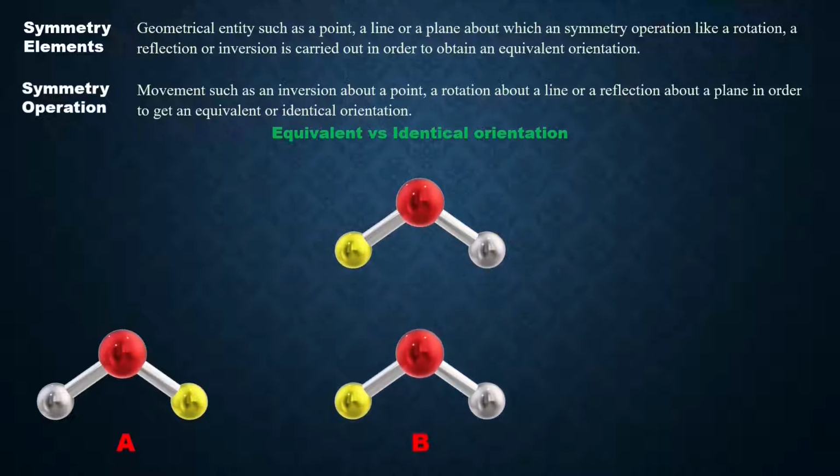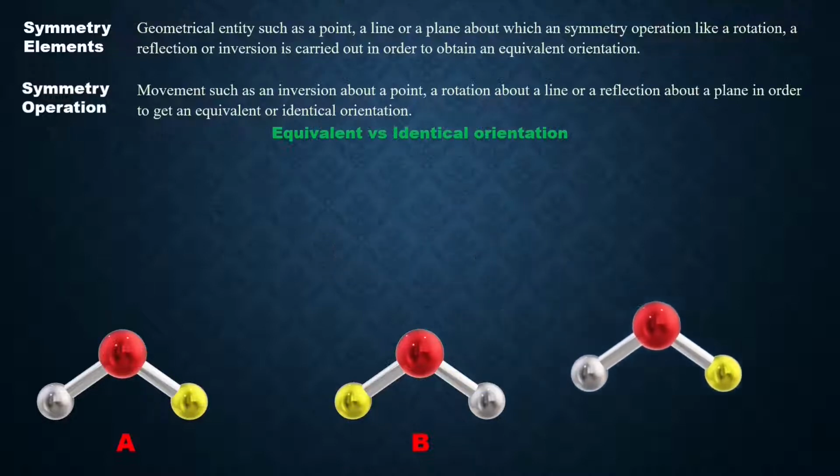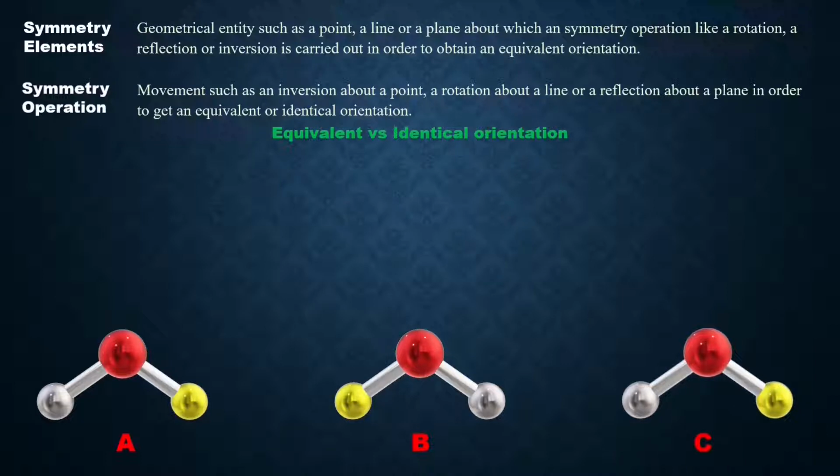Here we can say that structure B is equivalent to structure A but not identical, because the hydrogen atom with grey color is in the place of the hydrogen atom with yellow color and the hydrogen atom with yellow color is in the place of the hydrogen atom with grey color. But if we rotate structure B once again by 180 degrees along the same axis, both the hydrogen atoms will return to their original positions as shown in structure C. By comparing structure A and C, we can say that structure C is identical to structure A.